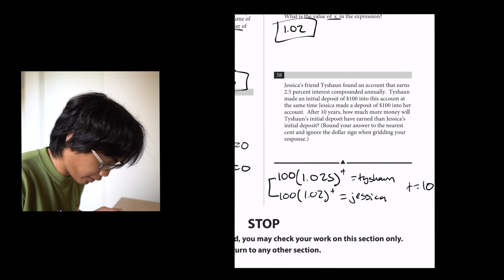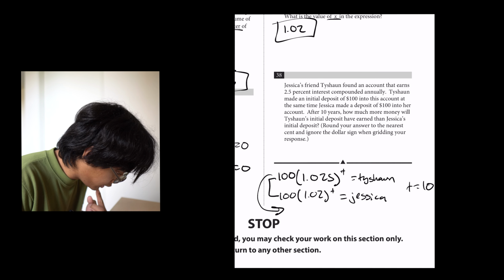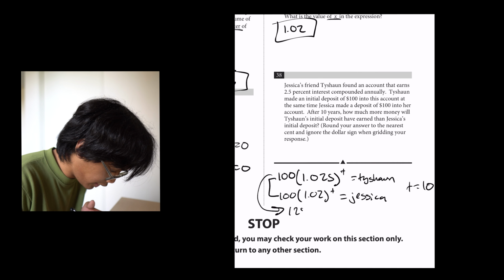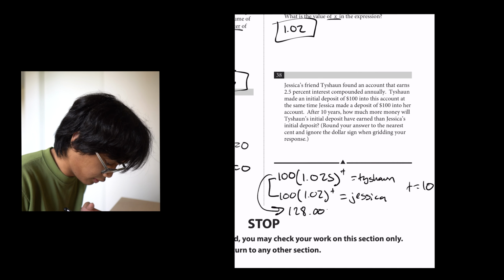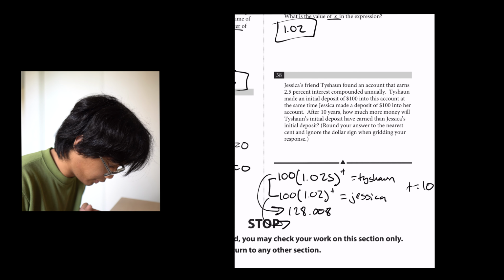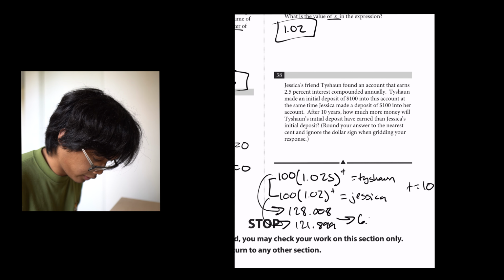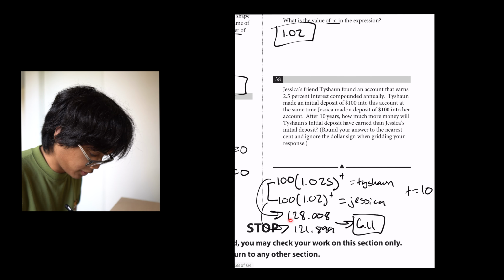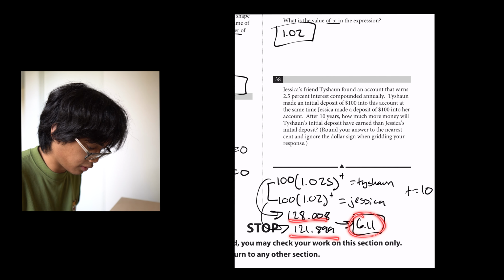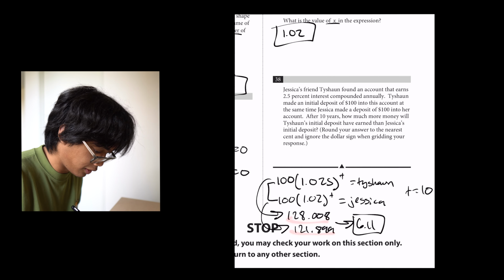Okay, so if you do the math out, Tyshawn should be getting $128, and Jessica should be getting 121.9. So the difference between those two is about 6.11. Because if you subtract this from this, you get this, and you get these two from these equations.